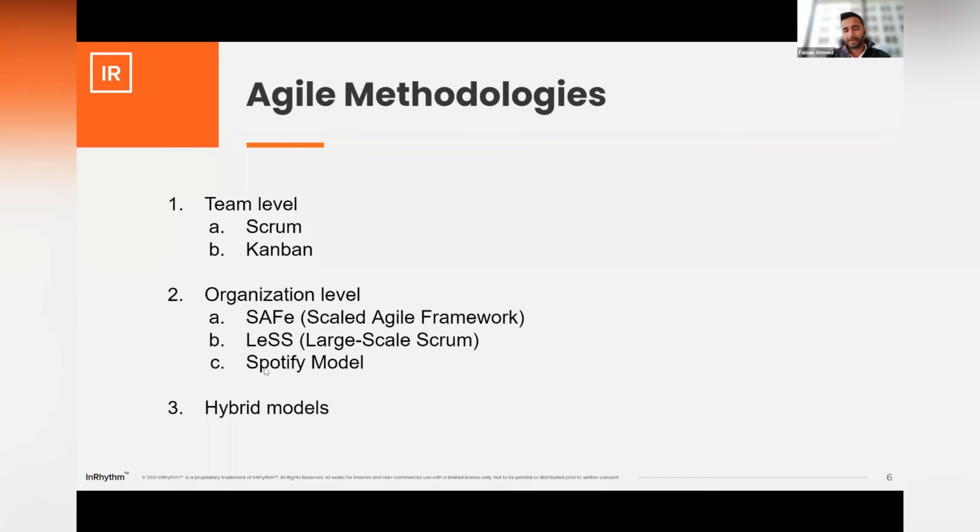There are so many, and again, I'm not going to list everything, but one thing to keep in mind is that we have the individual team level, so that's like 6 to 8 people. How do they operate? And then we have the higher level, 50 to 100 people, departments. How do they operate? And of course, you have all types of hybrid models. So let's dive right in.